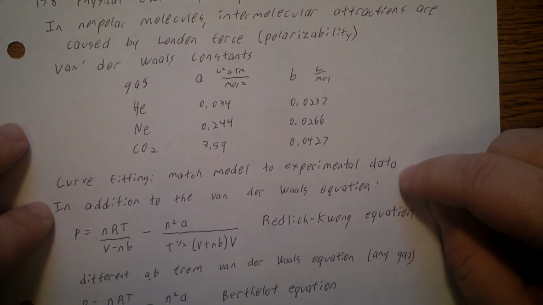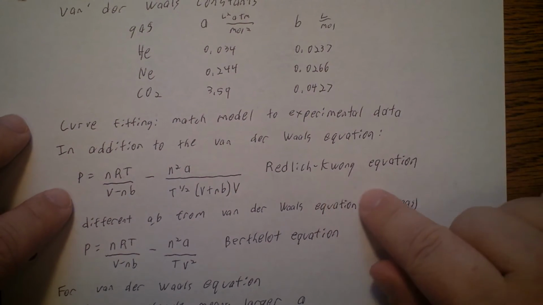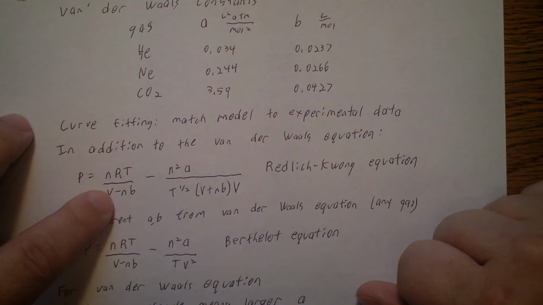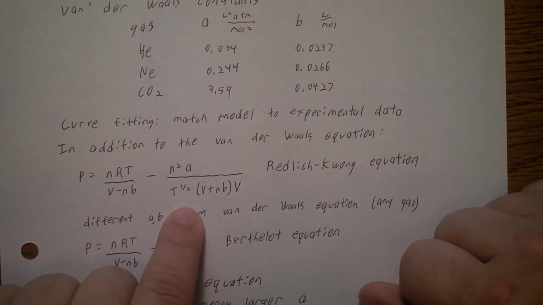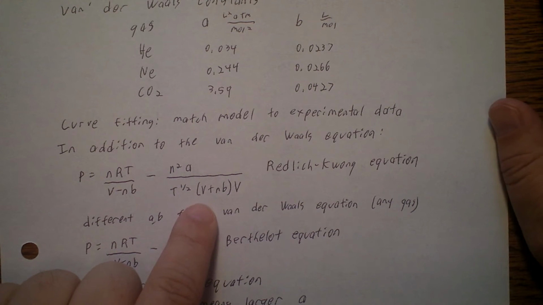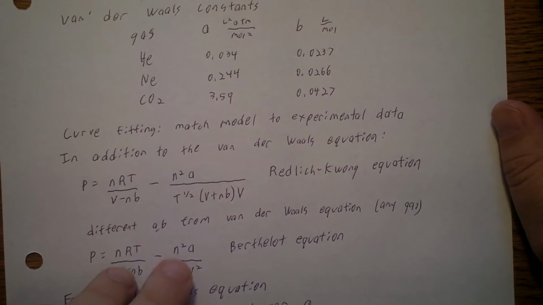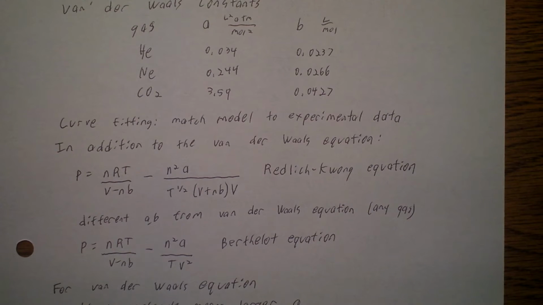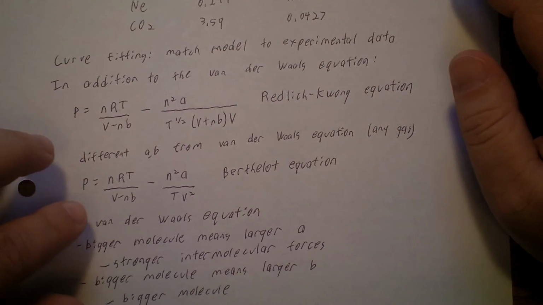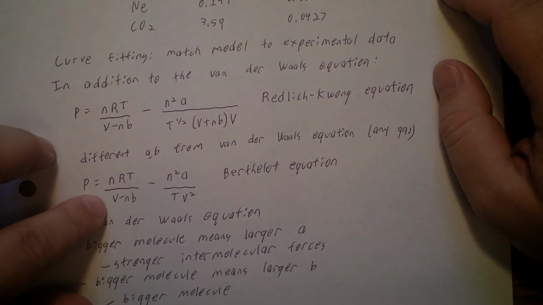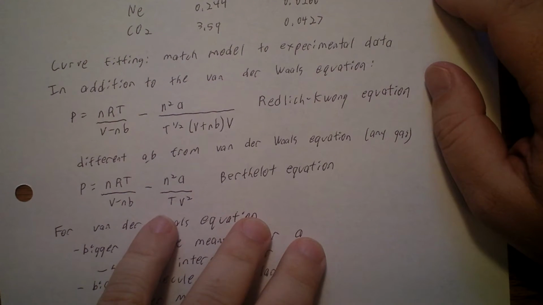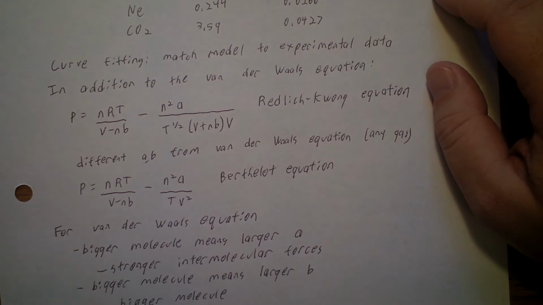In addition to the van der Waals equation, we also have the Redlich-Kwong equation, where pressure is equal to nRT over V minus nB, minus n squared A over temperature to the 1/2 power times V plus nB times V. Notice this has constants A and B in it, but these are going to be different constants from the van der Waals equation for any gas. There's also the Berthelot equation. That's pressure equal to nRT over volume minus nB, minus n squared A over T V squared.